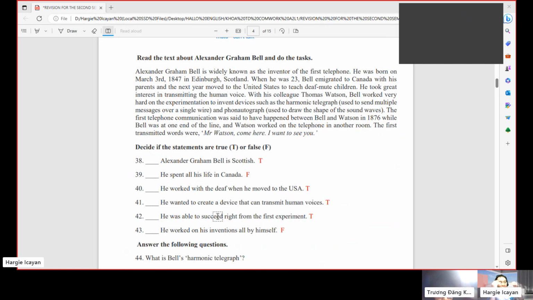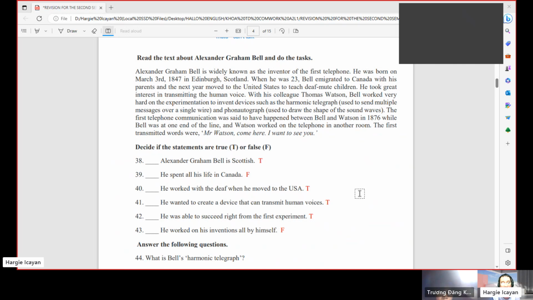Next, number 40. He worked with the deaf when he moved to the USA. So that would be true, right? Why is it true? Can you please defend your answer? He moved to the United States and he taught deaf mute children.